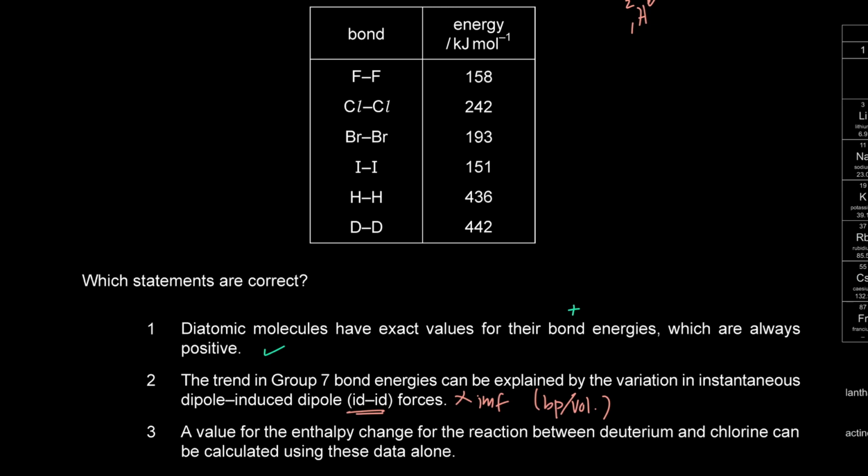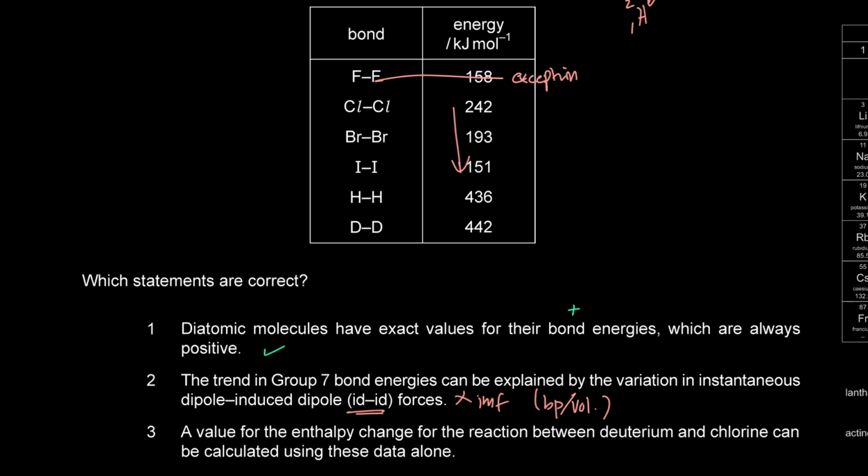The bond energies can be explained by the atomic radius. The atomic radius is increasing down the group, so the bond energies are decreasing. Fluorine is actually an exception to that trend.